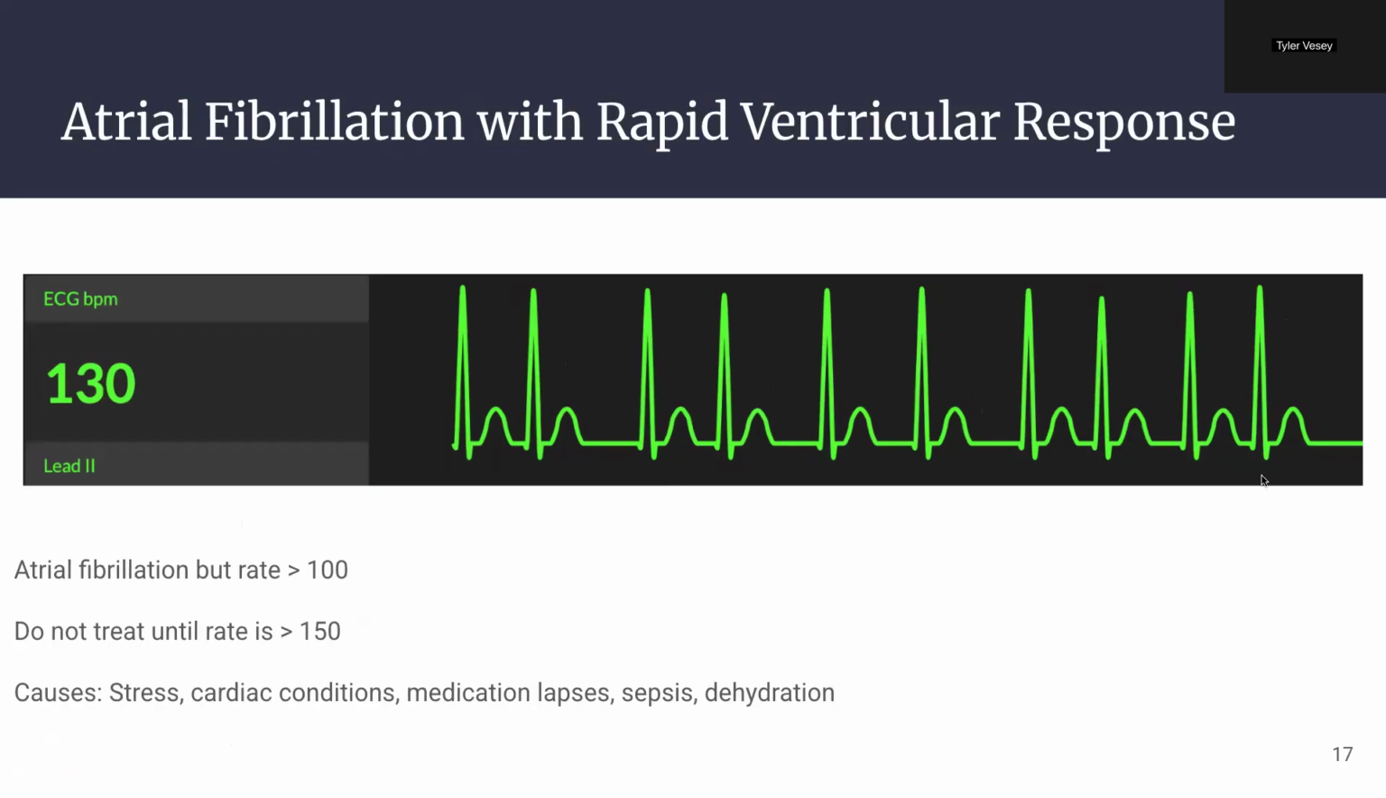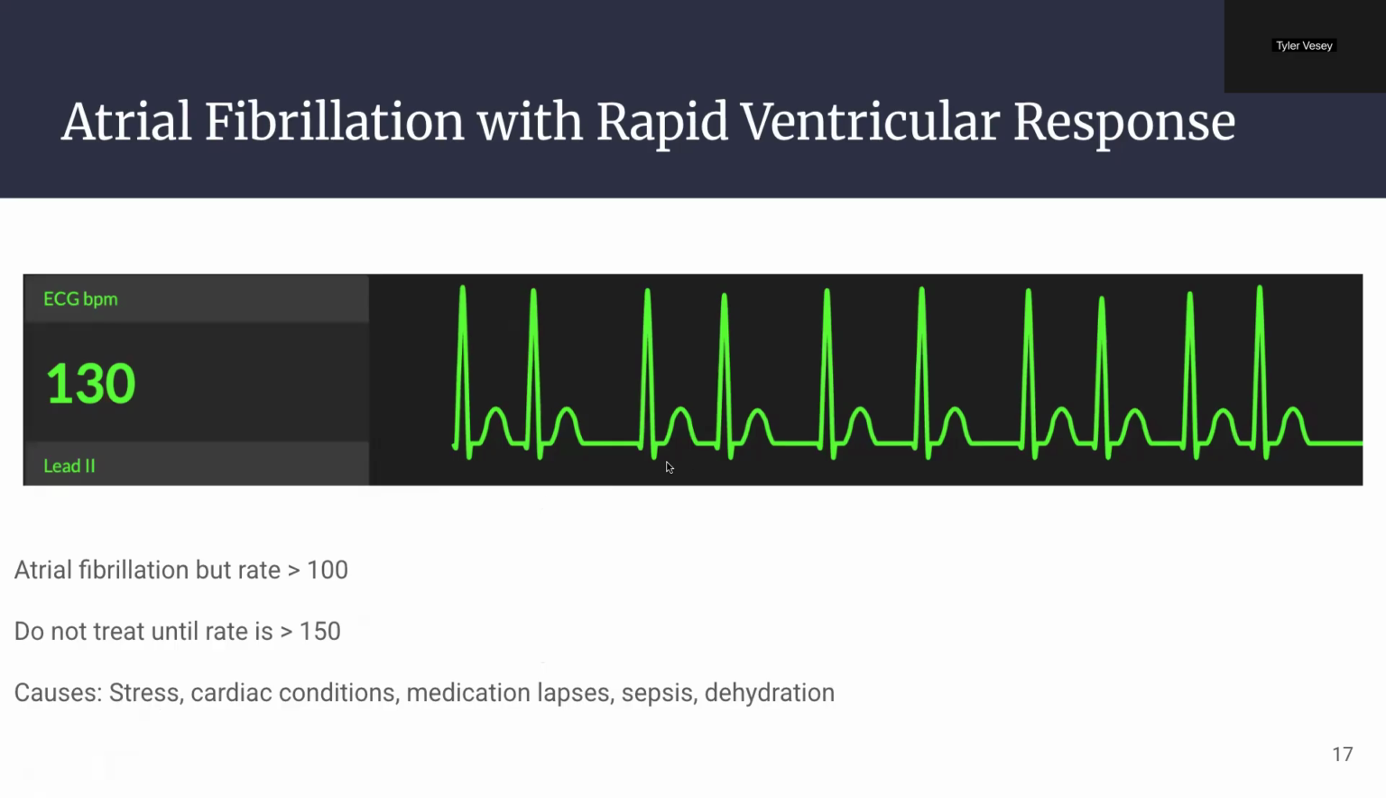Atrial fibrillation with rapid ventricular response, or AFib with RVR. So this is anyone who's in AFib, but the rate is going above 100. Again, with AFib, we don't have discernible P waves. It's irregular. We're not going to treat AFib until it's above 150 or hovering around that number. Again, because it's not regular, this heart rate is not going to be consistent.